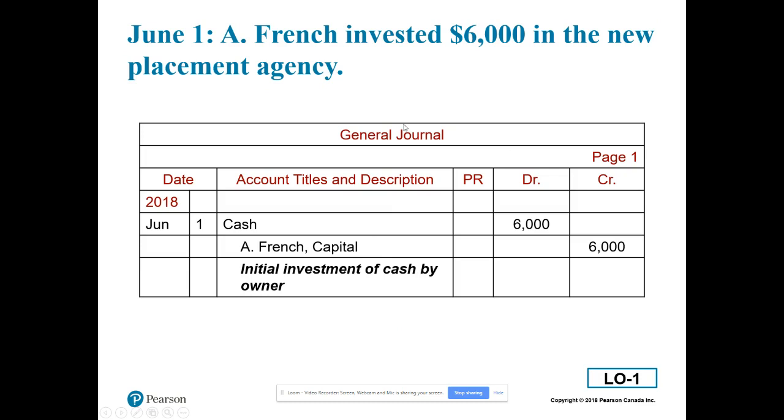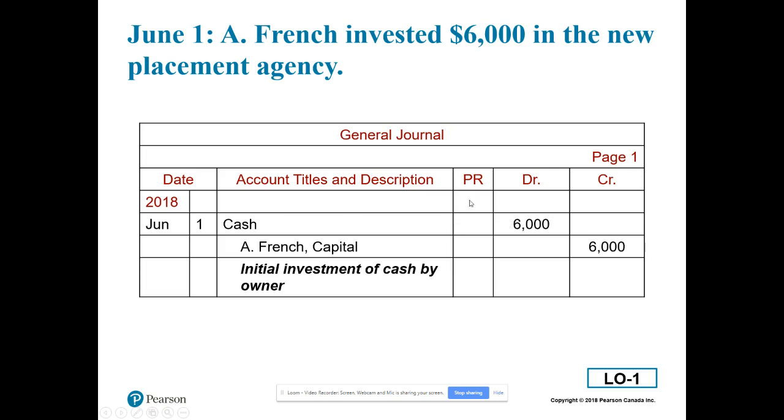First entry says, A. French invested $6,000 in the new placement agency. Which accounts are being affected? Cash and A. French, the capital account, $6,000. What's happening to the cash? It's going up, so it's a debit. Here it is. We record in the journal, put in the date, and say $6,000 debit, $6,000 credit.